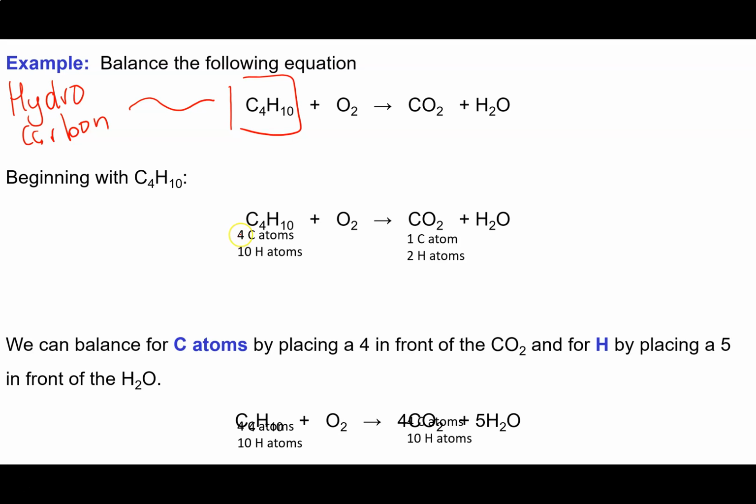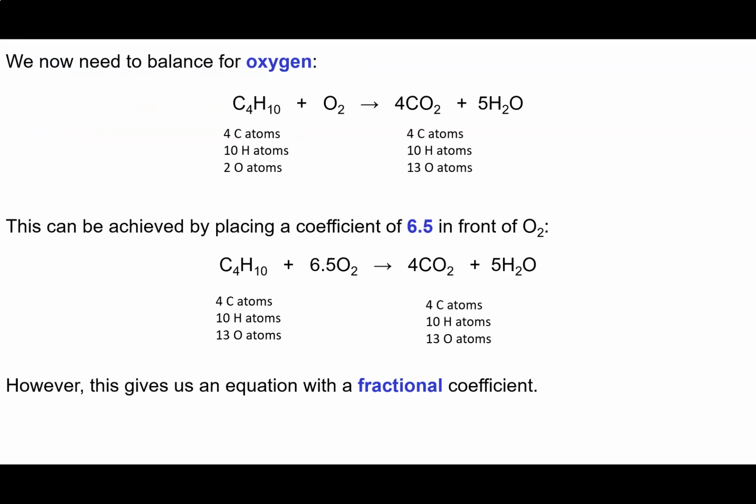So I can see here that in C4H10 I've got 4 carbon atoms and 10 hydrogen atoms. So then I look on the other side and I see that I have 1 carbon atom and only 2 hydrogen atoms. So what I'm going to need to do is I'm going to need 4 lots of that, aren't I? And then I'm going to need 5 lots of that one. So I balance for carbon by placing a 4 in front of the CO2, and I balance for hydrogen by placing a 5 in front of the water. And so it looks like this at this point, and everything in the C4H10 is balanced.